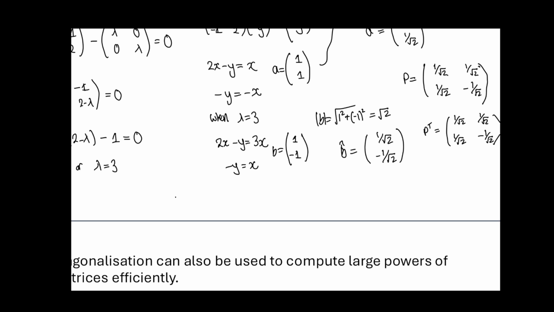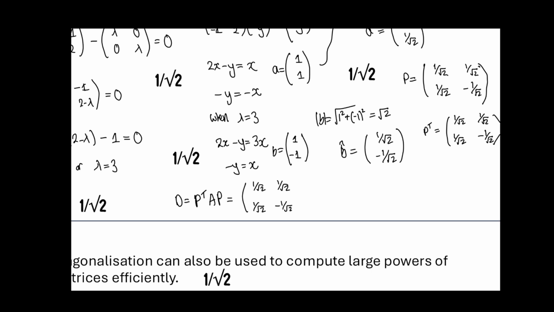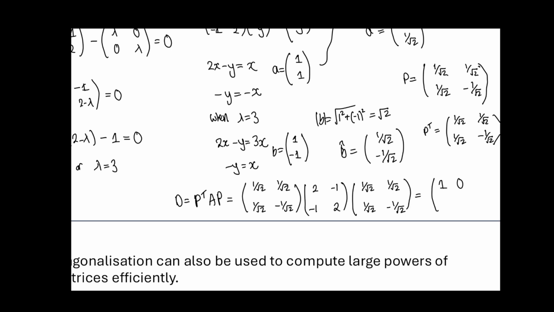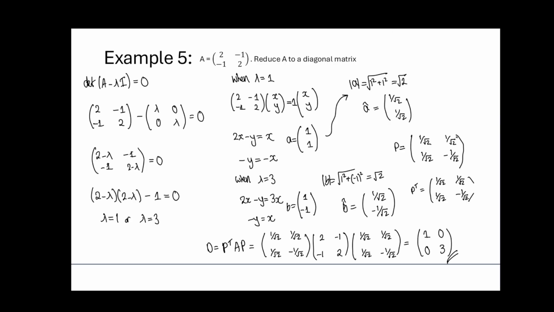If we now use the formula for the diagonal matrix, D is equal to P transpose multiplied by A multiplied by P. We get 1 over root 2, 1 over root 2, 1 over root 2, minus 1 over root 2, multiplied by the matrix A, which was 2, minus 1, minus 1, 2, and then multiplied by P, which is 1 over root 2, 1 over root 2, 1 over root 2, minus 1 over root 2. We will get 1, 0, 0, 3. So that would be our diagonal matrix, and 1 and 3 is what we got for the eigenvalues.